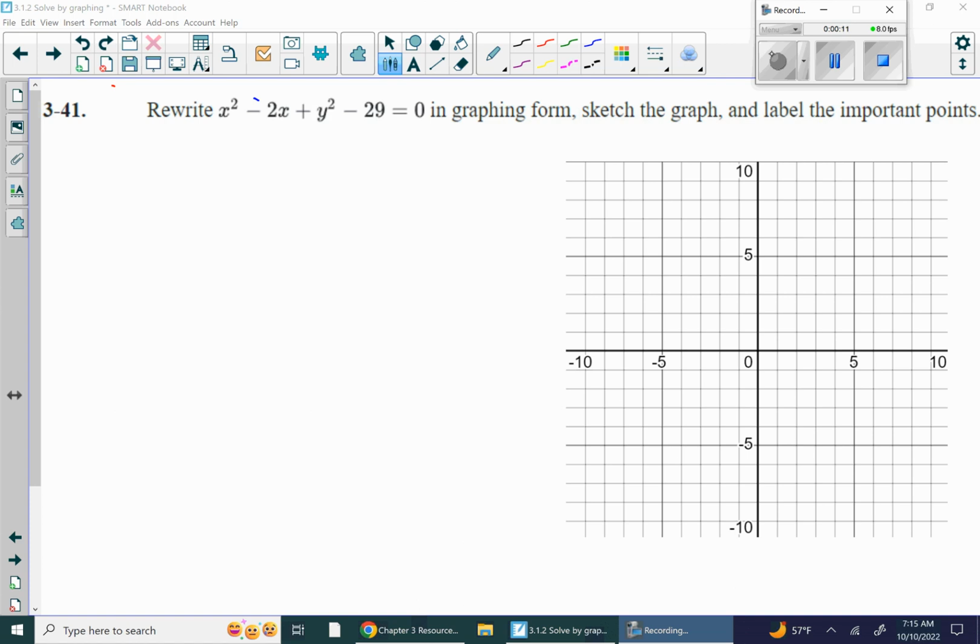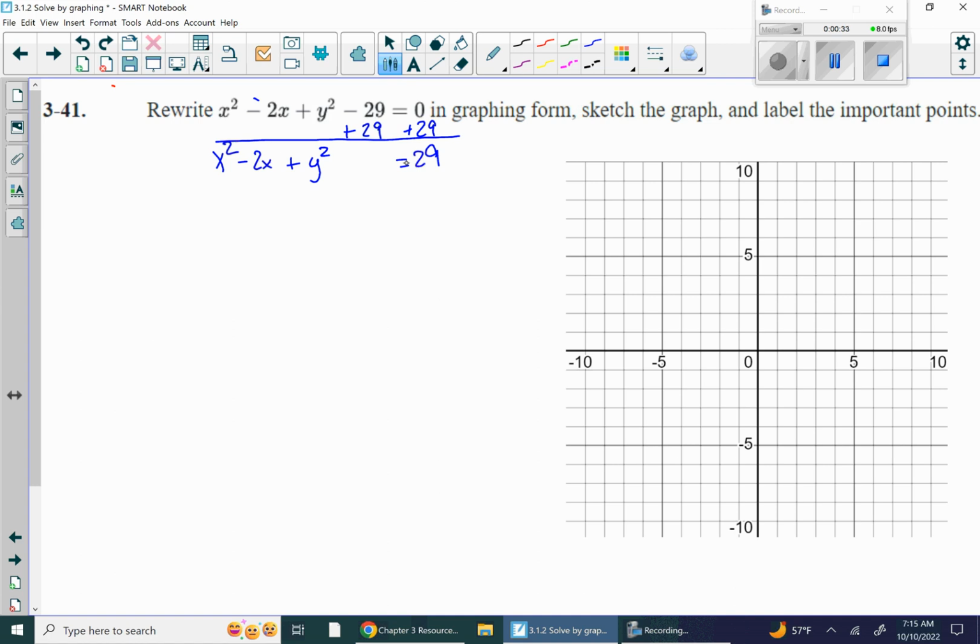We know that if we're completing the square and rewriting in graphing form, that constant has to be all by itself on the other side. We need to isolate that little fella. So we're going to add 29 to both sides, and we get x squared minus 2x plus y squared equals 29.